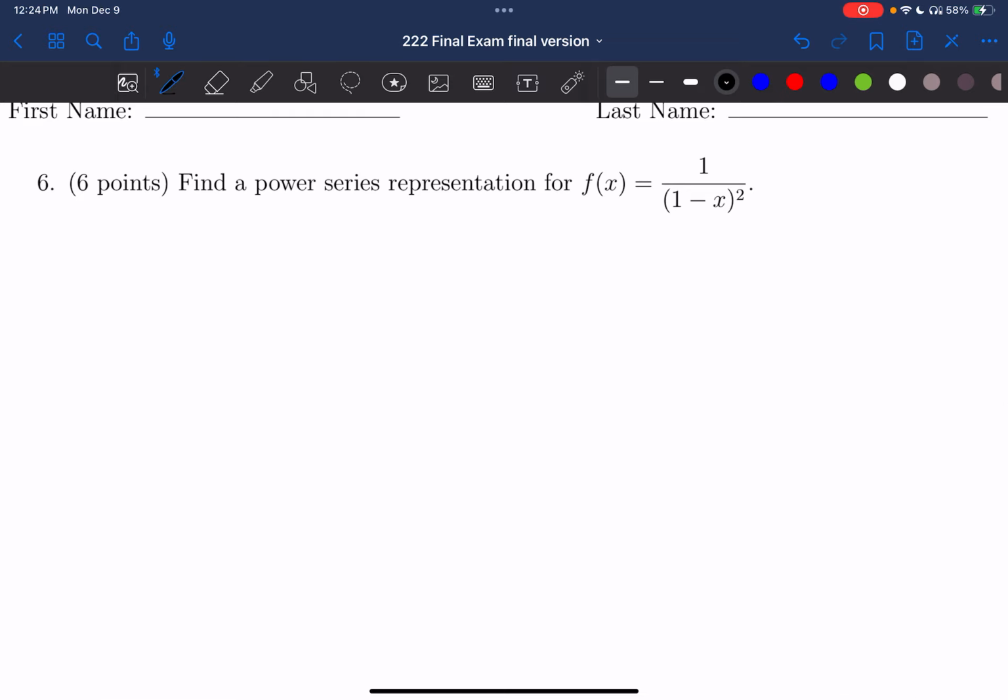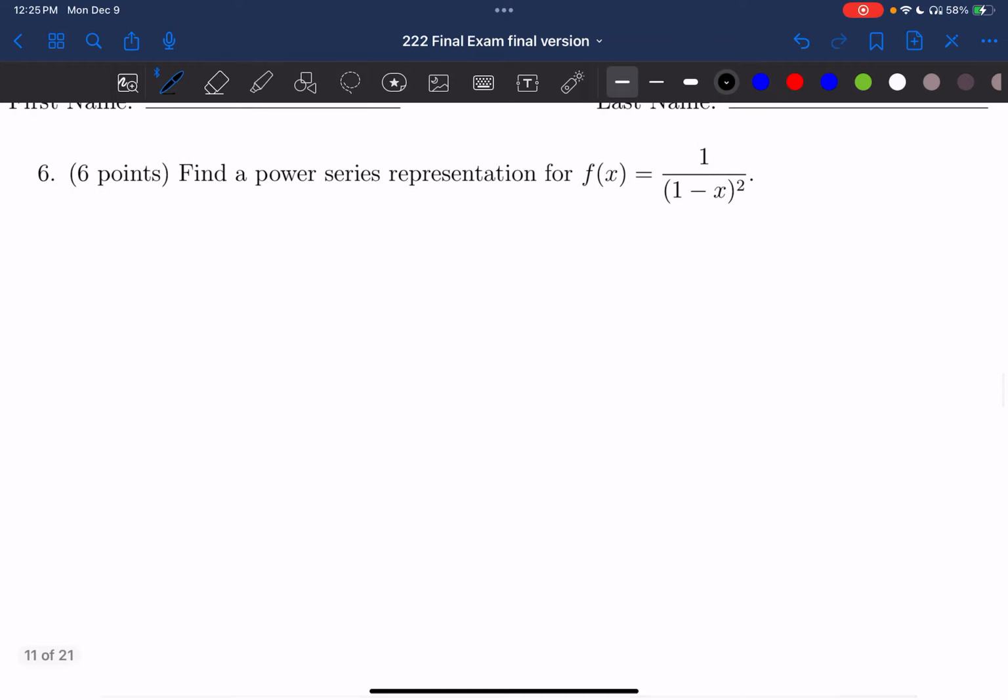Find a power series representation for this. This is actually quite tricky. If you don't recognize this form immediately, you're kind of just screwed because there's no other way to do this if you don't recognize the form. 1 over 1 minus x.